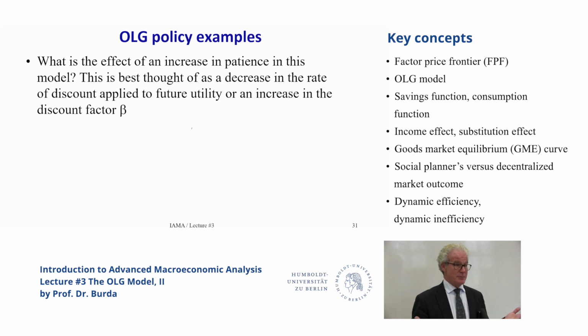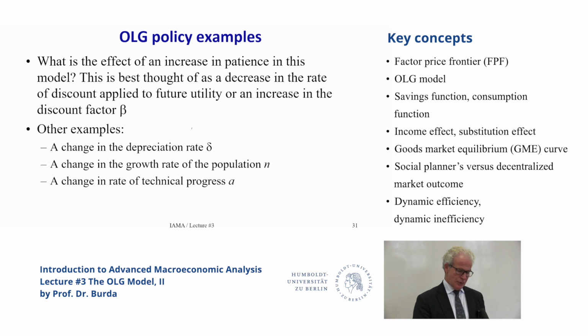So we talked about impatience before, right? We talked about beta. Beta is this measure of impatience. The larger beta is, the more patient you are, the lower the subjective discount rate. Think of those two as inverse functions of each other. But you can think of other comparative statics examples using the OLG model. You can talk about a change in the depreciation rate. You can talk about a change in the population growth rate. You'll see later in the discussion we talk about the pension system.